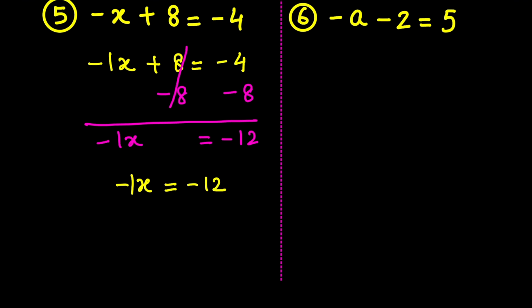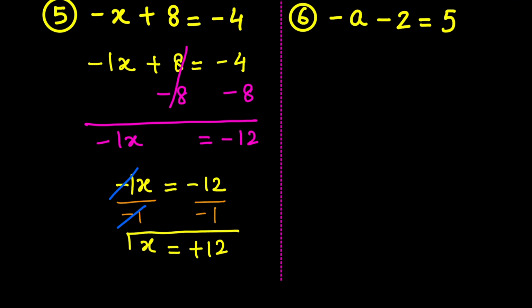To isolate the variable x, we can either divide both sides by minus 1 or multiply both sides by minus 1. So we divide here. This minus 1 cancels out. So we are left with x is equal to minus 12 divided by minus 1. So it will be positive 12. So x is equal to 12 is the answer for this.